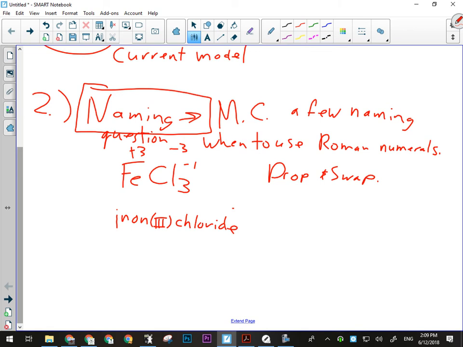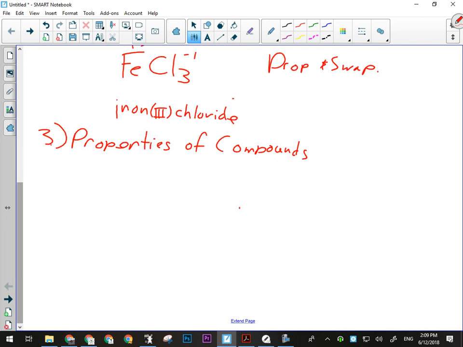All right, after naming, then we looked at properties of compounds. We did a lab on this where we had to identify unknown compounds based on just their physical properties. We did a solubility test, a conductivity test, a pH test, observable properties, all of that kind of stuff. There will definitely be some multiple choice questions about that.